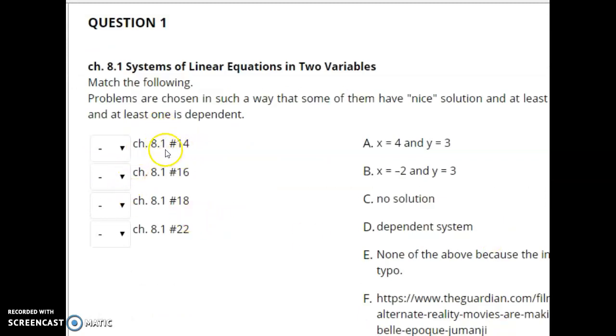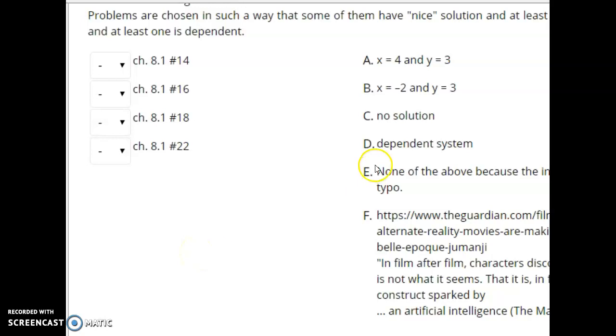that is on. So you look for problems 14, 16, 18, and 22 in chapter 8.1, and just a couple of hints. One of them, for the most part, I actually already have these in the correct order. Then there is none of the above because the instructor made a typo. I typed these really fast within the last few weeks, and there is a possibility for a typo. One of these answers should be correct for any one of them, but you never know if I made a typo. Let me know.